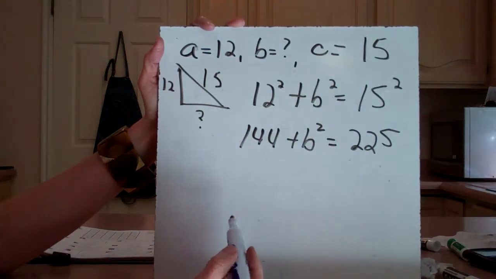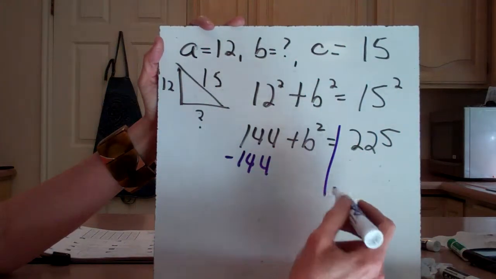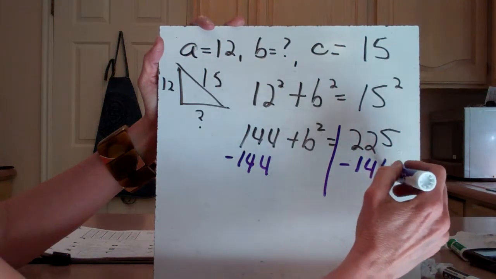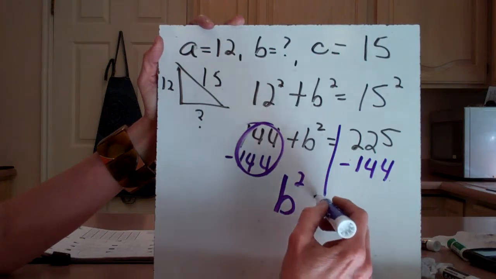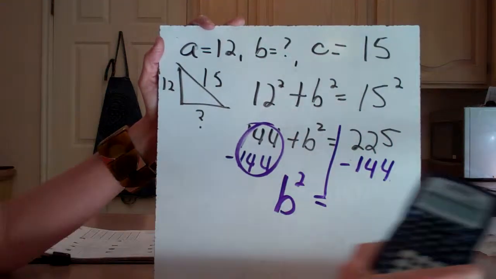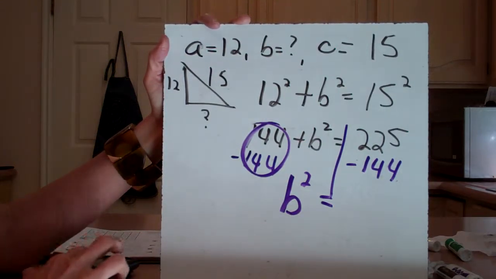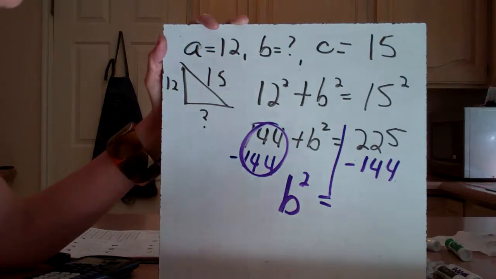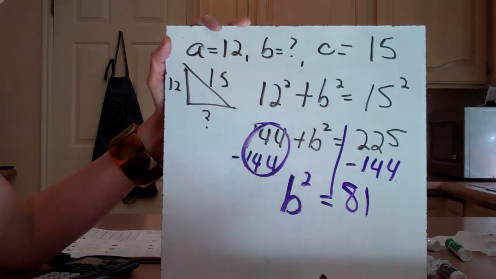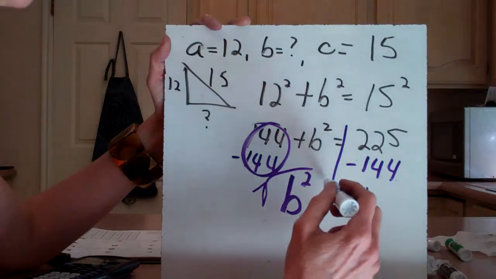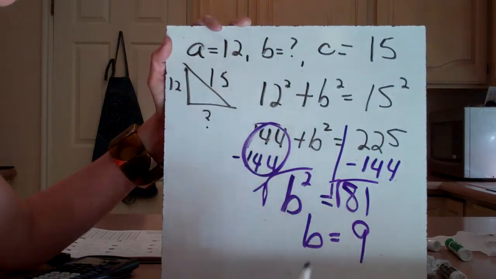So if we want to get B squared by itself, we subtract 144 from both sides of the equation again. It cancels itself out. B squared now equals 225 subtract 144, which leaves me 81. Oh good, this is going to be a nice even number for us. Take the square root of both sides. What number times itself is 81? The number is 9. That's the answer to number 3.